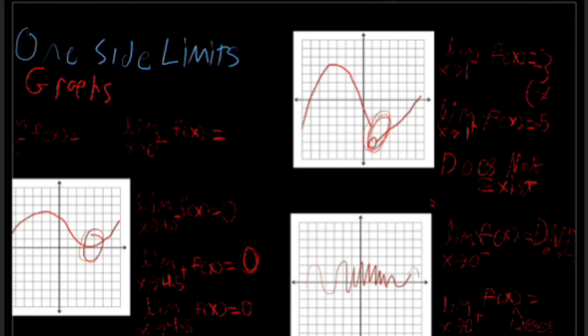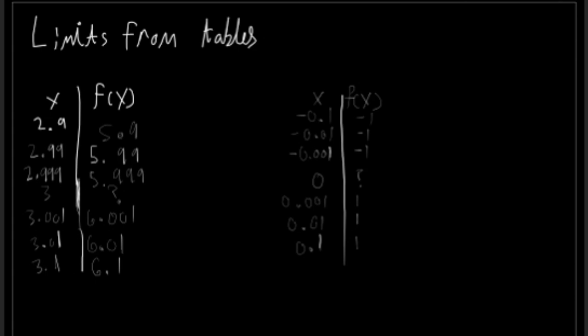So graphically, we're really checking one thing. Does the function settle down to one specific height as you approach from both sides?